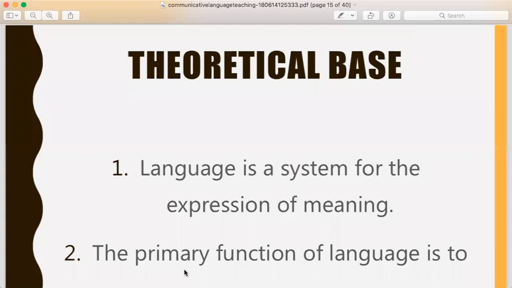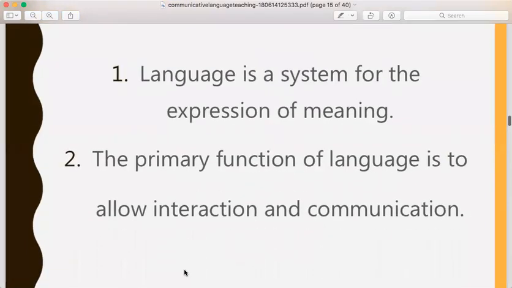Language is function. Language is the expression of meaning. Language is not just lexicals, language is not just structures. So the primary function of language is interaction, you know. And of course, when you are interacting, you're communicating, right?